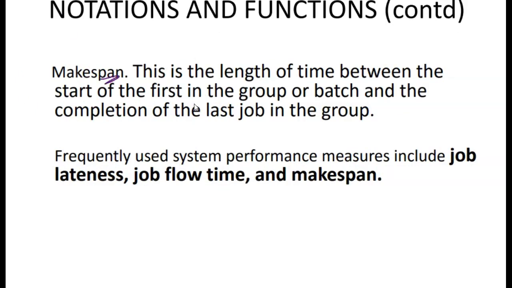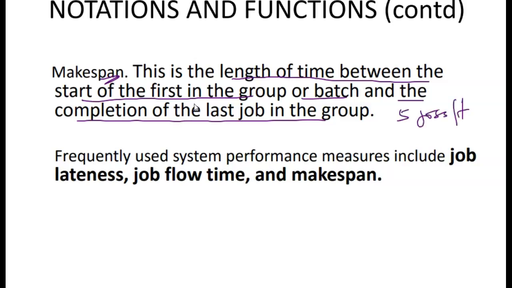Now, makespan is talking about the length of time between the start of the first job in the group or in the batch and the completion time of the job. This is talking about if you have 5 jobs or tasks to perform. The next one is just telling you what is the length between job 1, which is the first job, to the last job, which is job 5. When did you finish the 5?